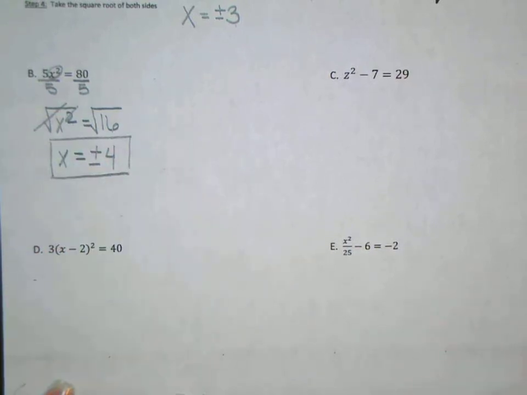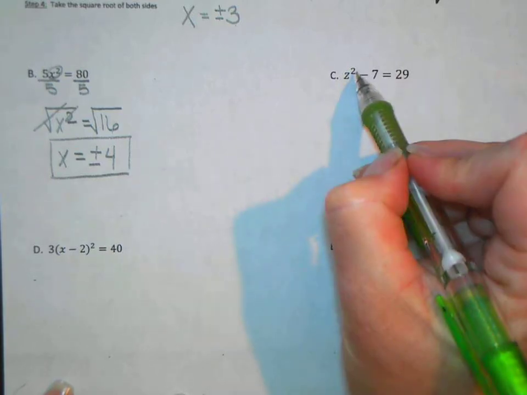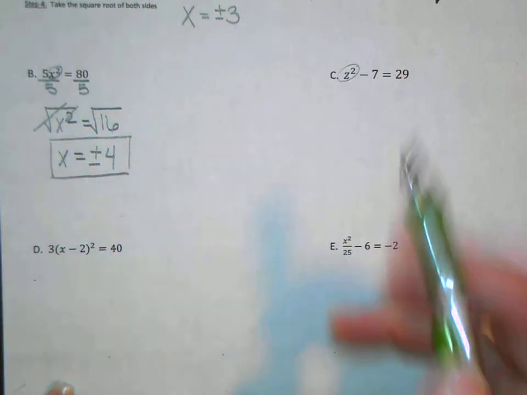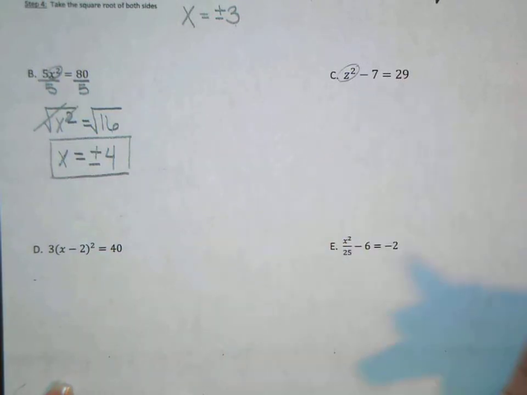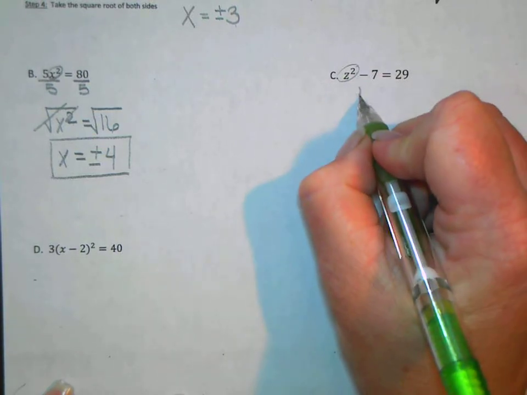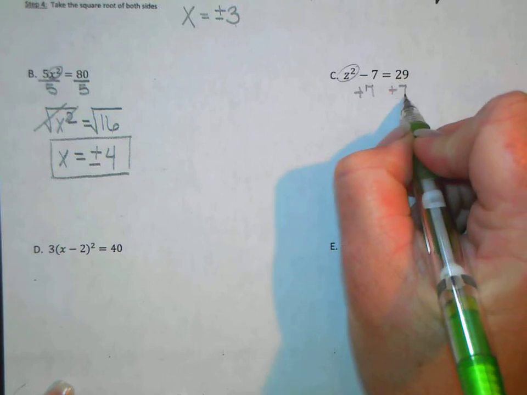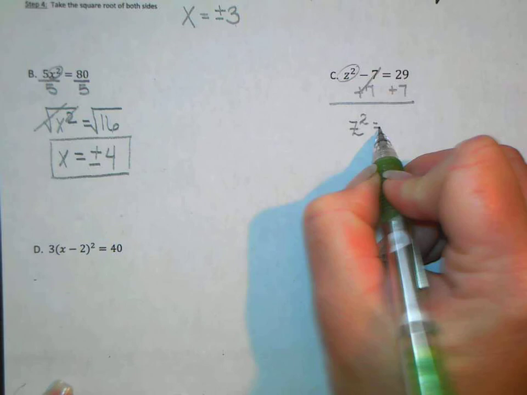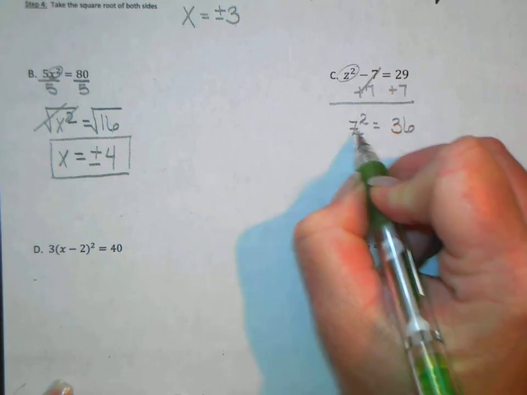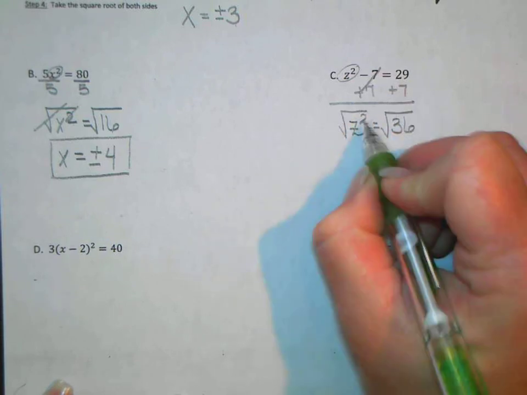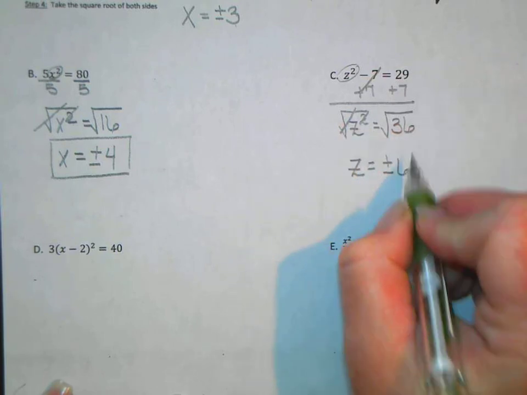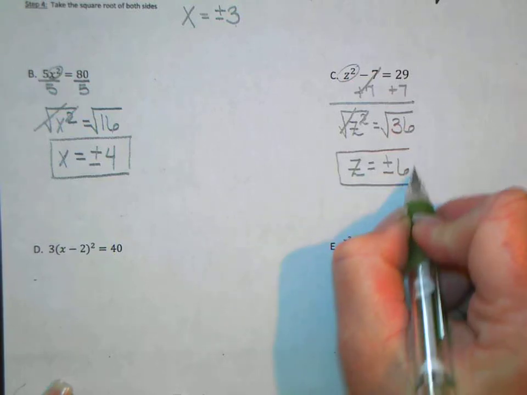Okay, move over to C. This one's a little bit different. Yes, you have an x squared term. However, this one doesn't have multiplication in it like that one does. So the same situation: your ultimate goal is to get z squared equals something. So add 7. And what you're going to have is z squared equals 36. And then you're going to take the square root of both sides. Square root and square cancel each other. So you're going to get positive or negative 6, and that's your final answer.